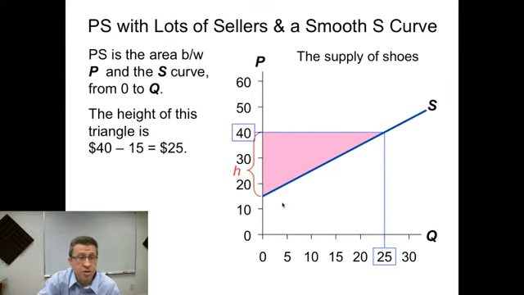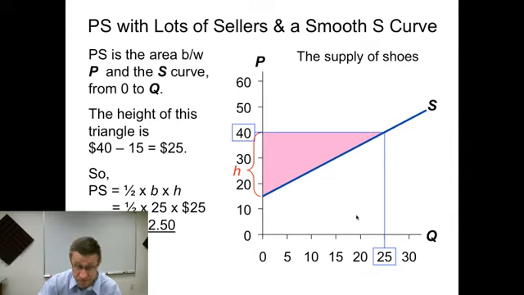So how do we measure this? 1/2 times the base times the height. The height here, 40 is the highest point, 15 is the lowest point, so $25. The base is just the quantity of 25. So 25 times 25, 625, divided by 2, 312.50. That is our producer surplus for this particular example.